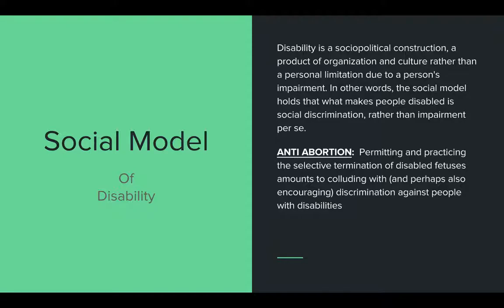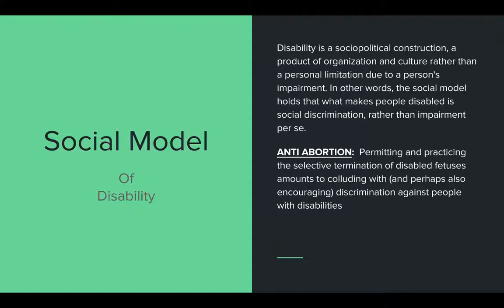On the opposing side, there is a social model of disability. The social model deems disability as a socio-political construction or a product of culture rather than a personal limitation due to a person's impairment. So it is social discrimination rather than the impairment itself that makes a person disabled. If disability was never socially constructed as a negative, perhaps this entire concept wouldn't even be an issue. Therefore, the social model does not adhere to the concept of selective abortion of prenatally diagnosed Down syndrome babies.